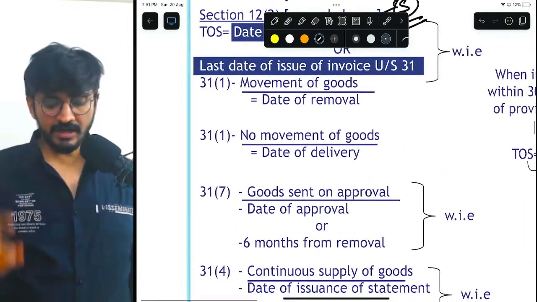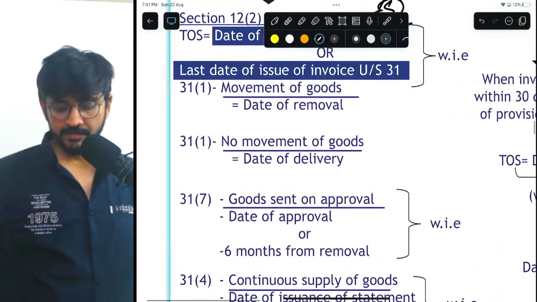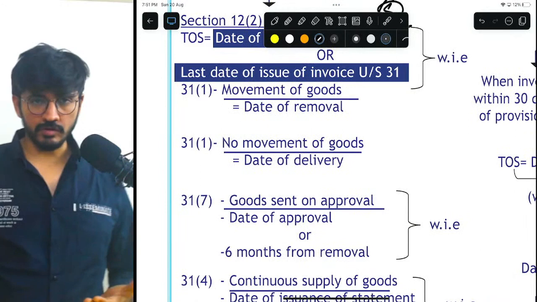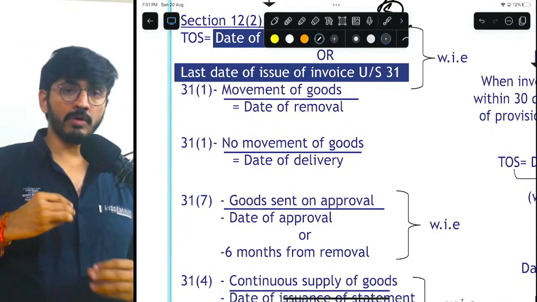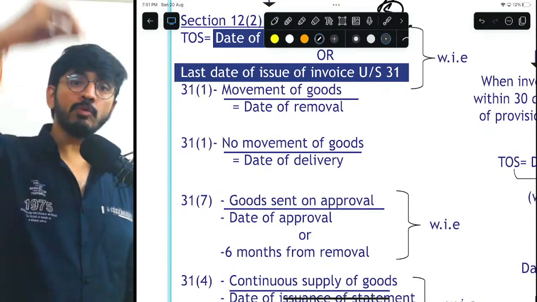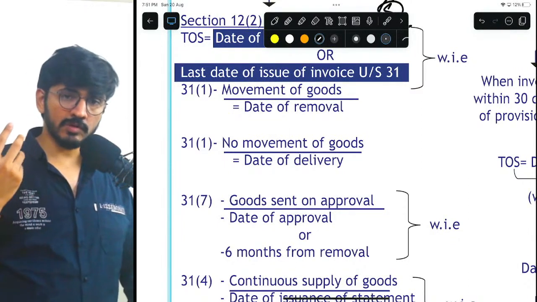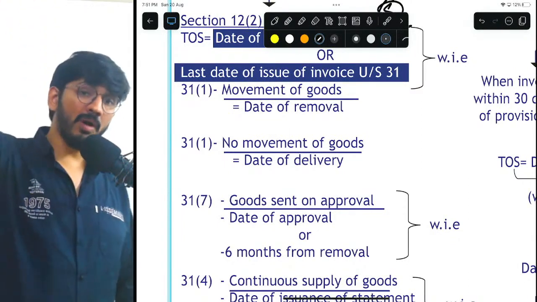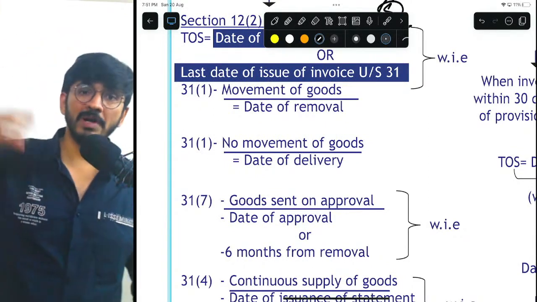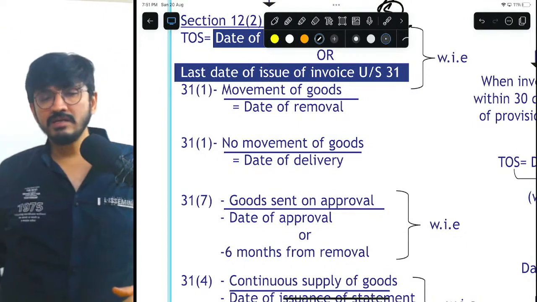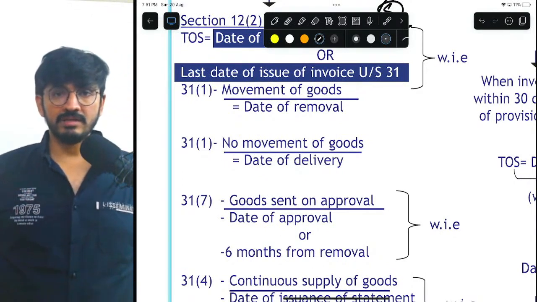Now understand one thing. When it comes to last date of issue of invoice, right? There are three events. So in case of movement of goods, what does movement mean? Very simple. Let's say the supplier is delivering the goods all the way from Mumbai to Ladakh. That is movement. And movement can be caused both by the supplier or by the recipient. Or the recipient comes all the way from Ladakh to Mumbai, collects the goods, and goes back to Ladakh, where his godown or factory is located. So here it is caused by the recipient. At the end of the day, there is movement.